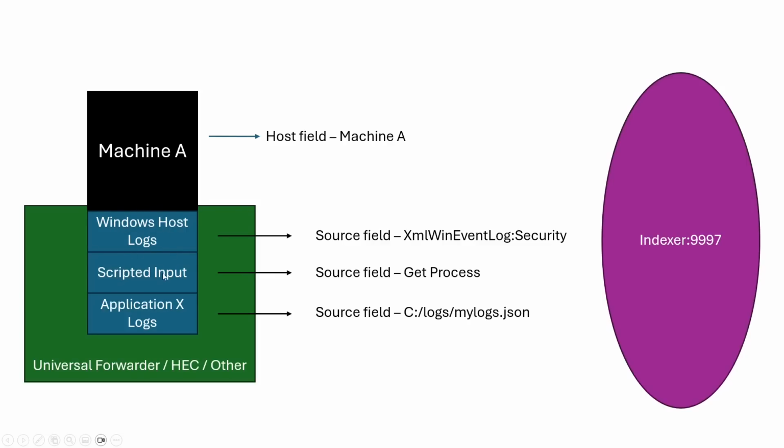It's got some scripted input, which, for those of you who are not familiar, you can have scripts run from the universal forwarder or whatever, and the output of those scripts can then be collected. And so that's what it's called, scripted input. And so that's a data source that we could be using. Application X logs, that might be your SQL server, your Outlook, your whatever application, and it's creating logs.